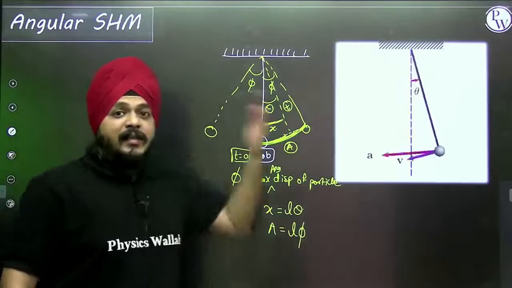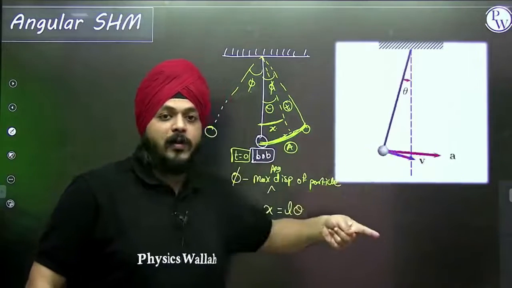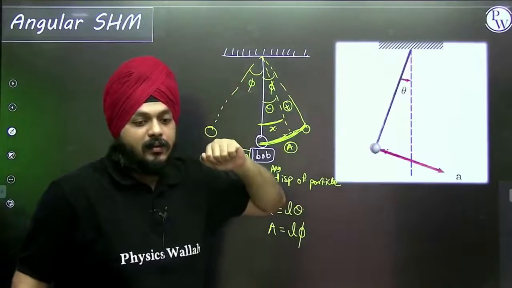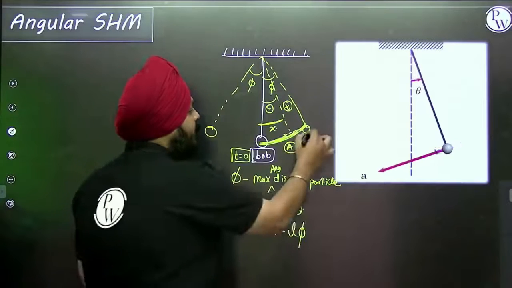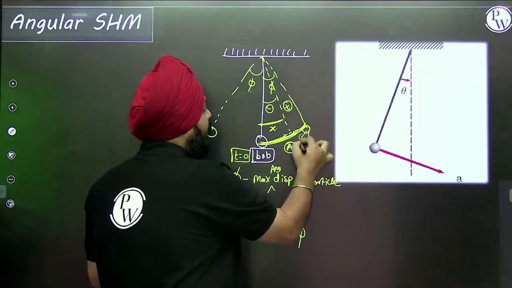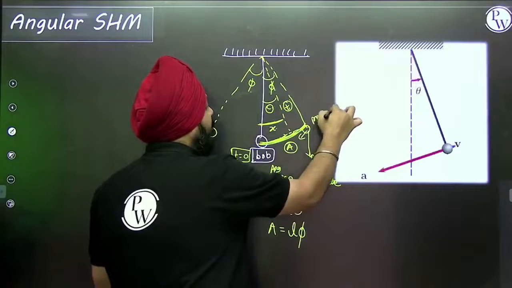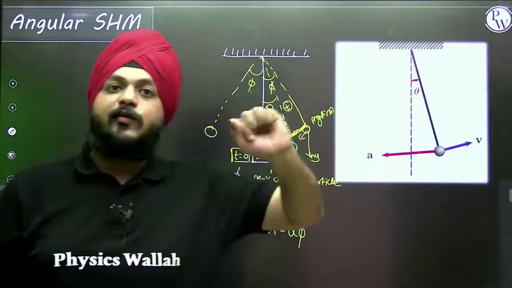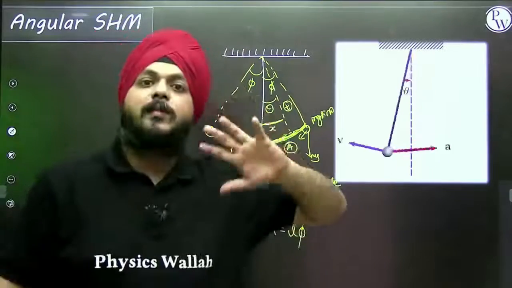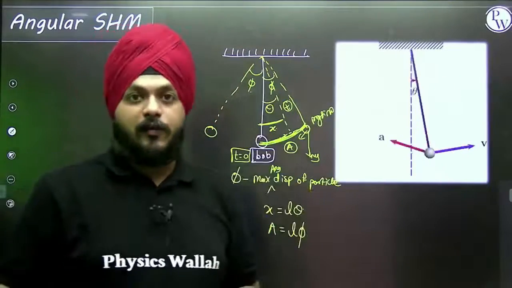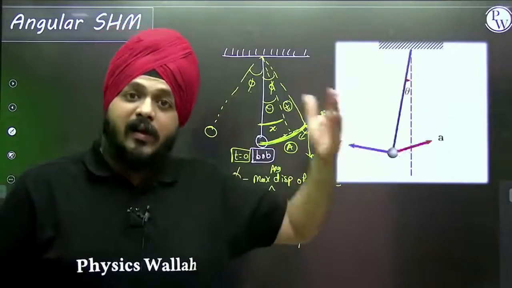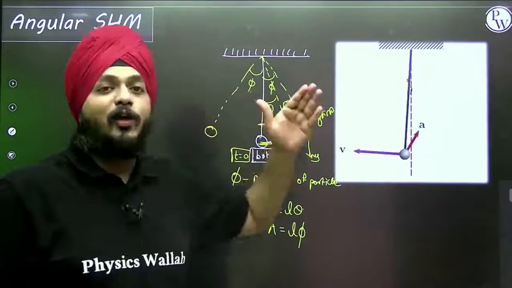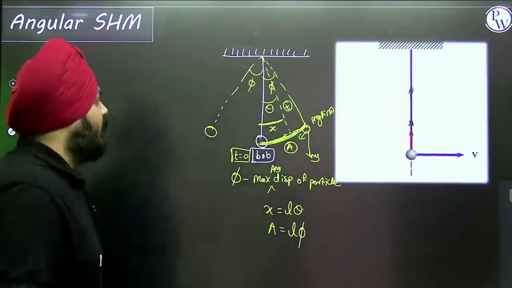For SHM, restoring force is responsible. For angular SHM, restoring torque is responsible. Here one restoring torque is there. Suppose this is mg. Here we have the component mg sine theta. This is going to create one restoring torque, because in cases of rotational motion, torque is only responsible for a particle to come back to its original position. In SHM, it was a case of translatory motion, so restoring force was responsible, and in cases of angular SHM, restoring torque is responsible.